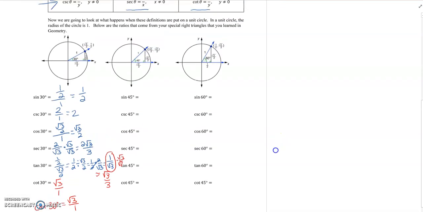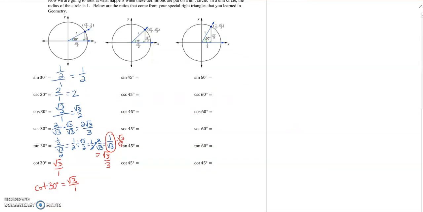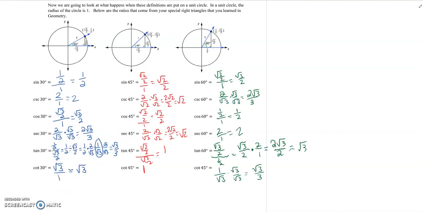Now what I'd like you to do is pause the video and do exactly what I just did with 45 degrees and with 60 degrees, and then unpause it, and I will show you those answers. You can see after going through this whole process what the specific ratios are for sine, cosecant, cosine, secant, tangent, and cotangent of 45. You can also see the same thing for sine, cosecant, cosine, secant, tangent, and cotangent of 60 degrees.